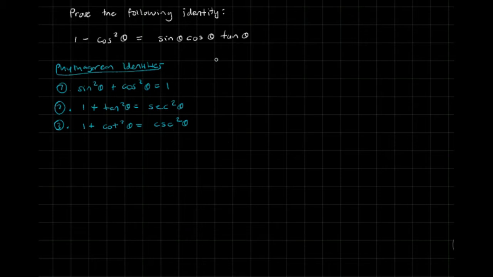I'm also going to write down our quotient identity. So the quotient identity is tan theta is equal to sine theta over cosine theta. Okay, so now if I want to solve for my identity, I want to work with the side that has the most number of terms, right? So let's work with the right side. So this is my right side. Okay, this is my left side. My purpose here is to change our right side into our left side, right?